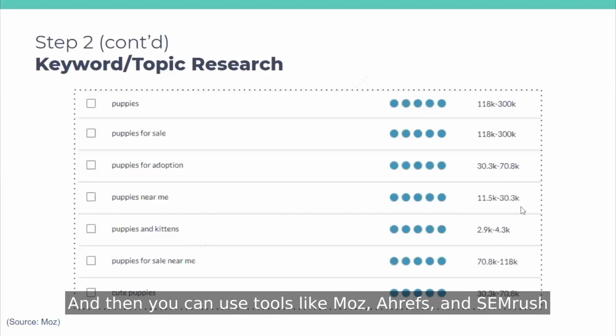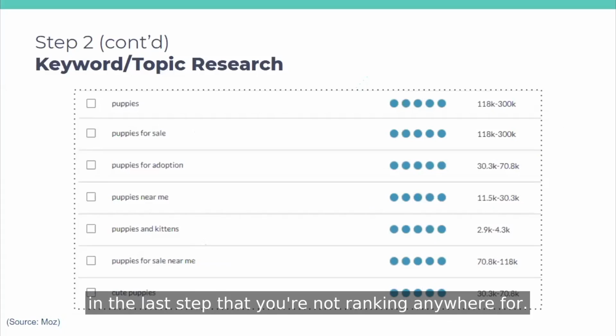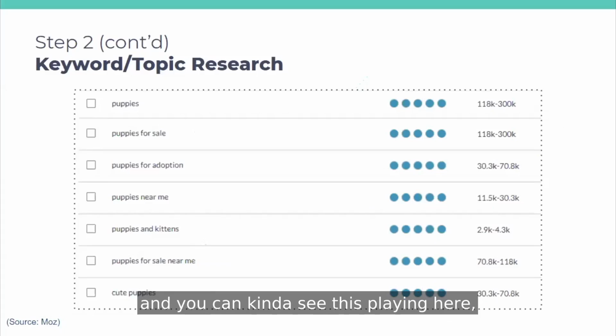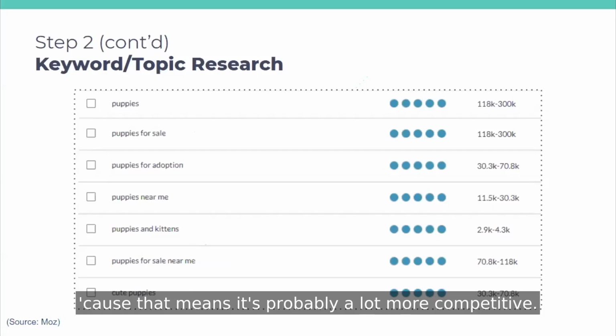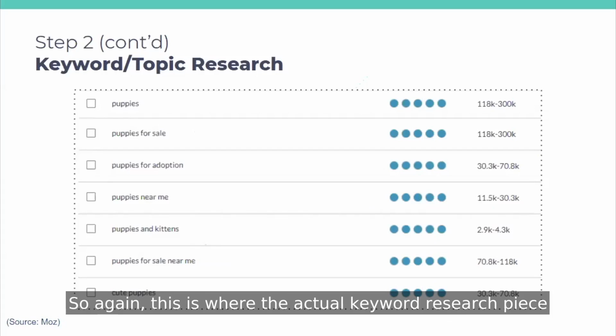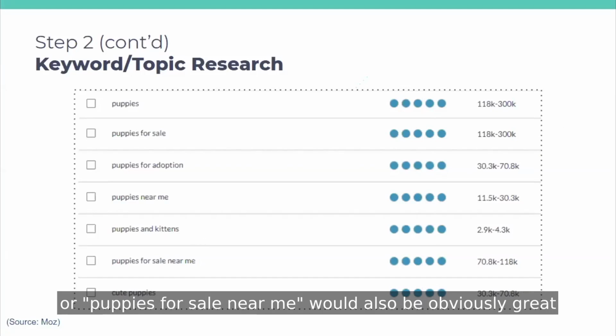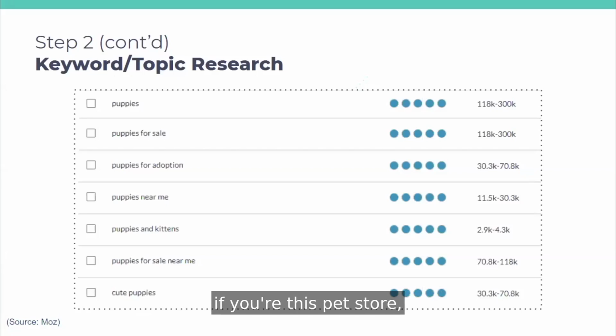And then you can use tools like Moz, Ahrefs, and SEMrush to check for related keywords, volume, and difficulty of terms that you discovered in the last step that you're not ranking anywhere for. So generally speaking, and you can kind of see this playing here, the higher volume a term is, the more difficult it's going to be to rank for it, because that means it's probably a lot more competitive. There's probably a lot more websites trying to rank for these types of terms. So again, this is where the actual keyword research piece becomes really important, because obviously, it'd be great to rank for puppies for adoption when it has so much search volume, or puppies for sale near me would also be obviously great if you're this pet store, but it's probably going to be pretty difficult just given the amount of volume and the amount of other sites that are targeting that same keyword.